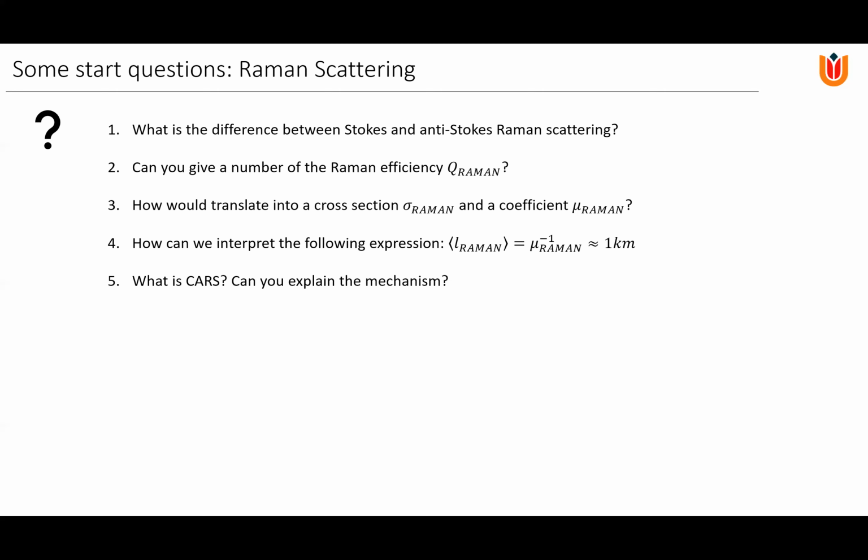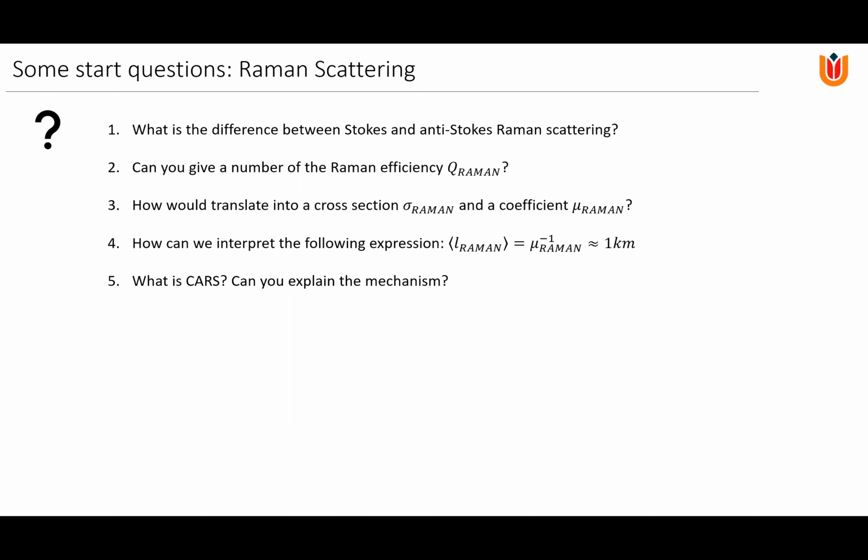Okay, some other fundamental questions. If we have this Q Raman of 10 to the -7, how would you translate that into a Raman scattering cross-section and into a Raman scattering coefficient? The cross section is the efficiency times the geometrical cross section. So basically the same thing as for a molecule. We have sigma, I'm not going to sublabel it because it's valid for all of them, is the Q times the geometrical cross section.